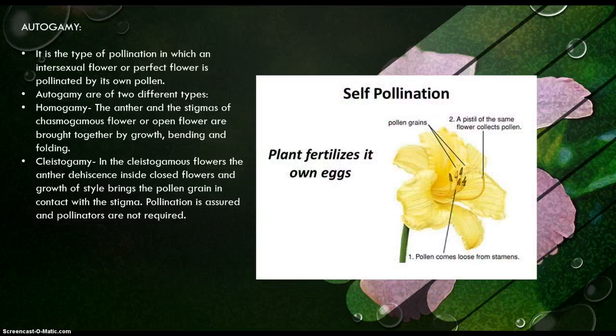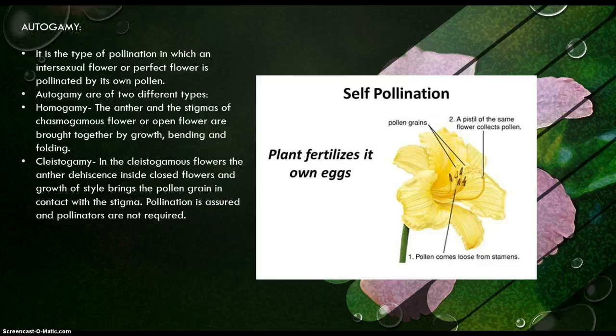Homogamy is a type of autogamy where the anther and the stigmas of the chasmogamous flowers, or an open flower, are brought together by growth, bending and folding. First of all, what is a chasmogamous flower? I have said it before also. It is a flower whose anther and stigma are exposed, right? So we can also call it an open flower.